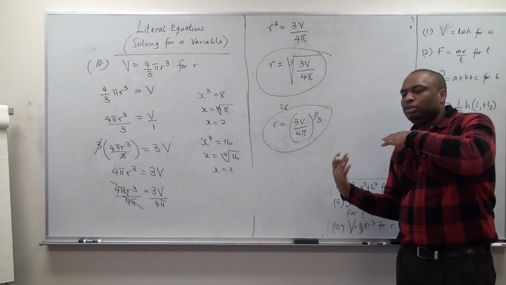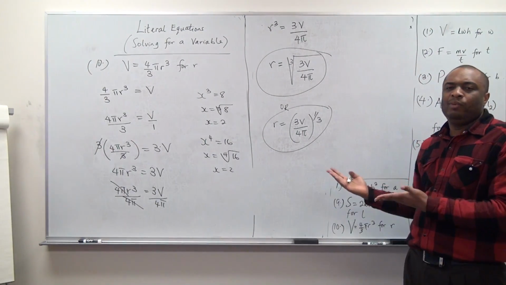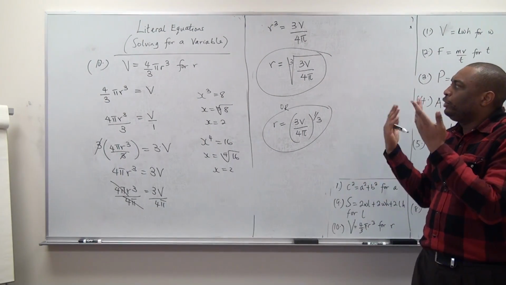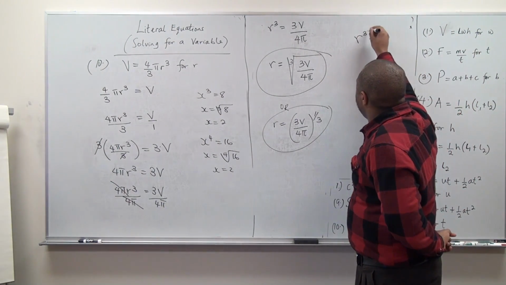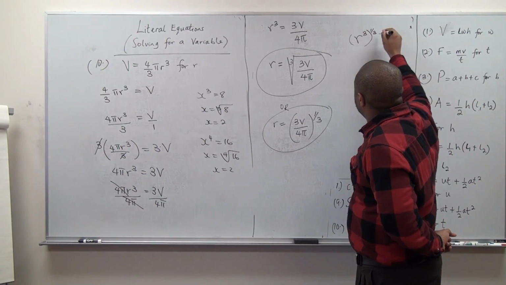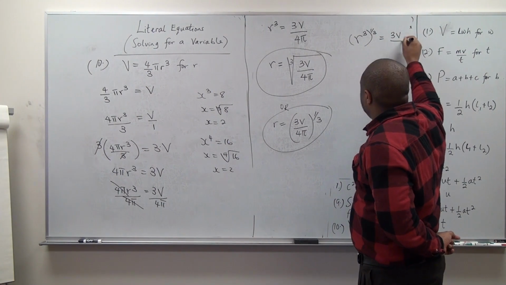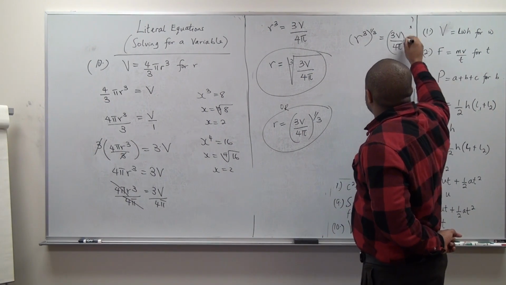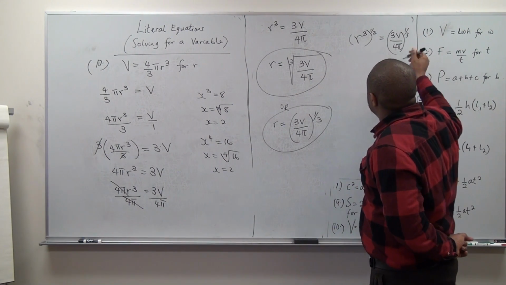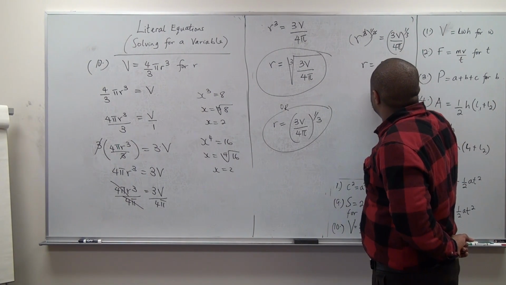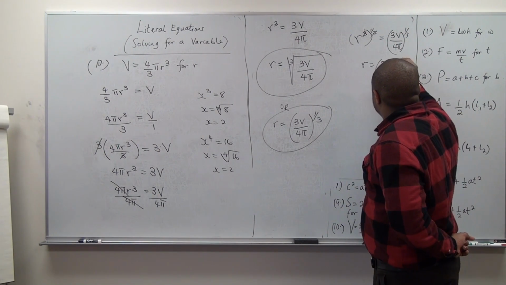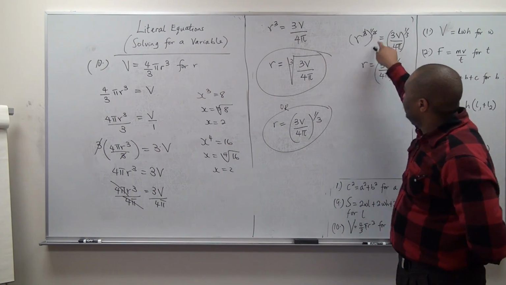Now, do you understand how we got this? Because if you take the cube root of both sides, you actually have r cubed to the power 1 over 3 equal to 3V over 4 pi to the power 1 over 3. So that 3 will cross out 3, and you have 3V over 4 pi to the power 1 over 3. That is actually how we got it.